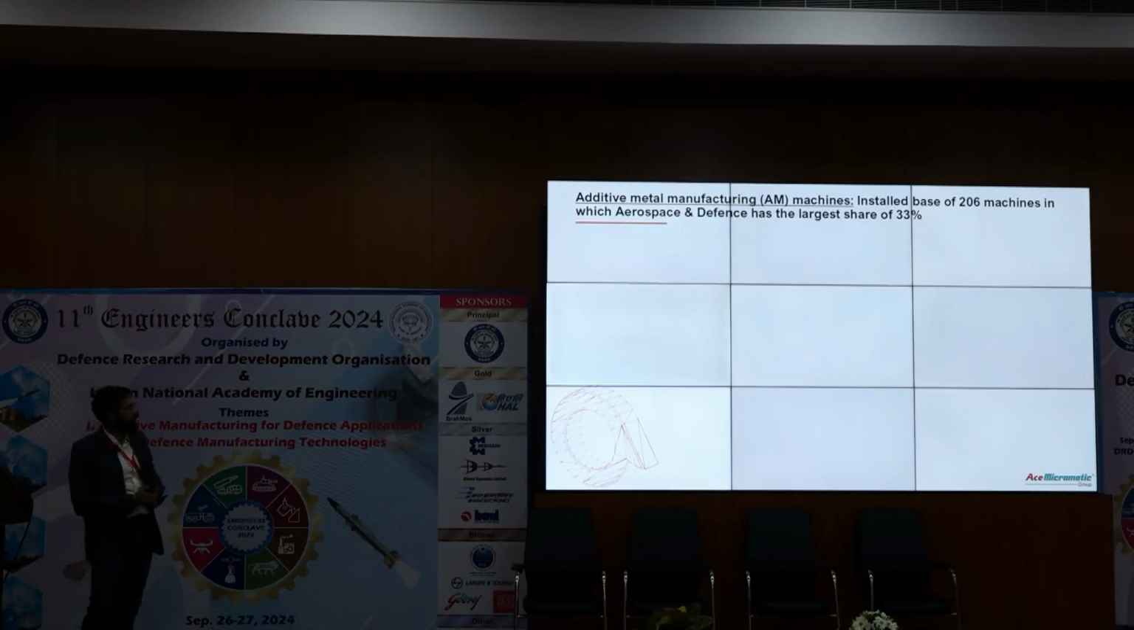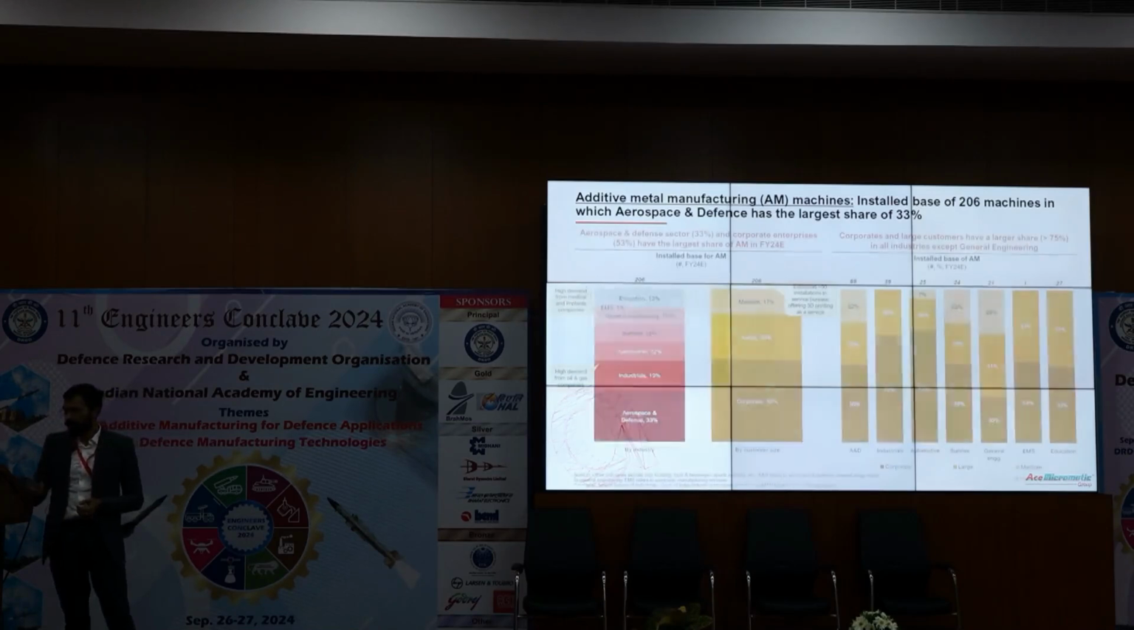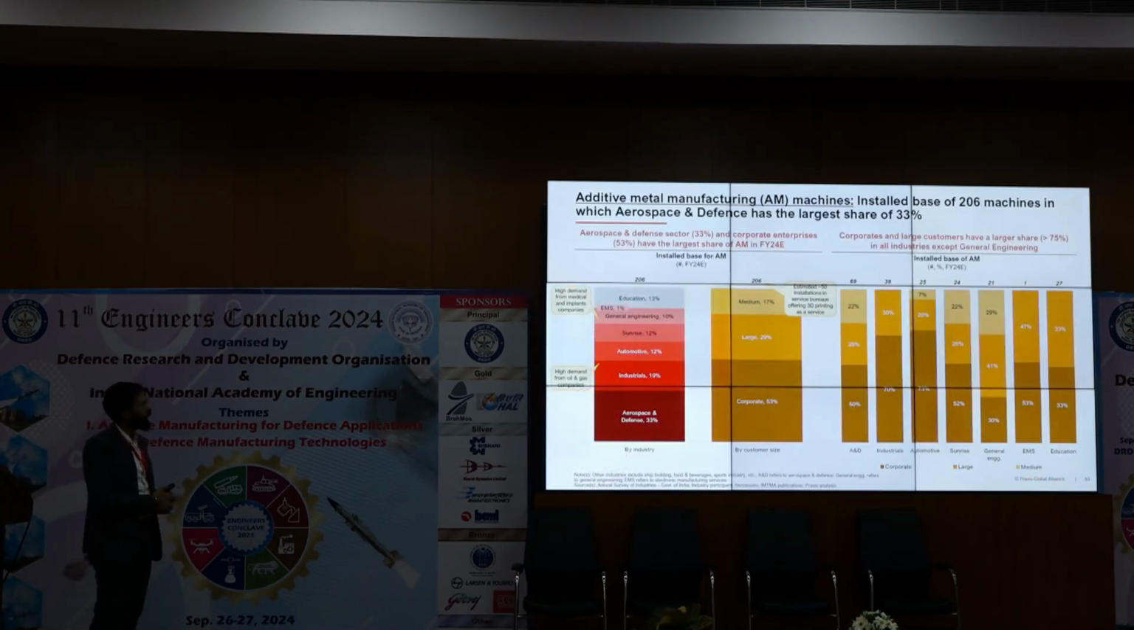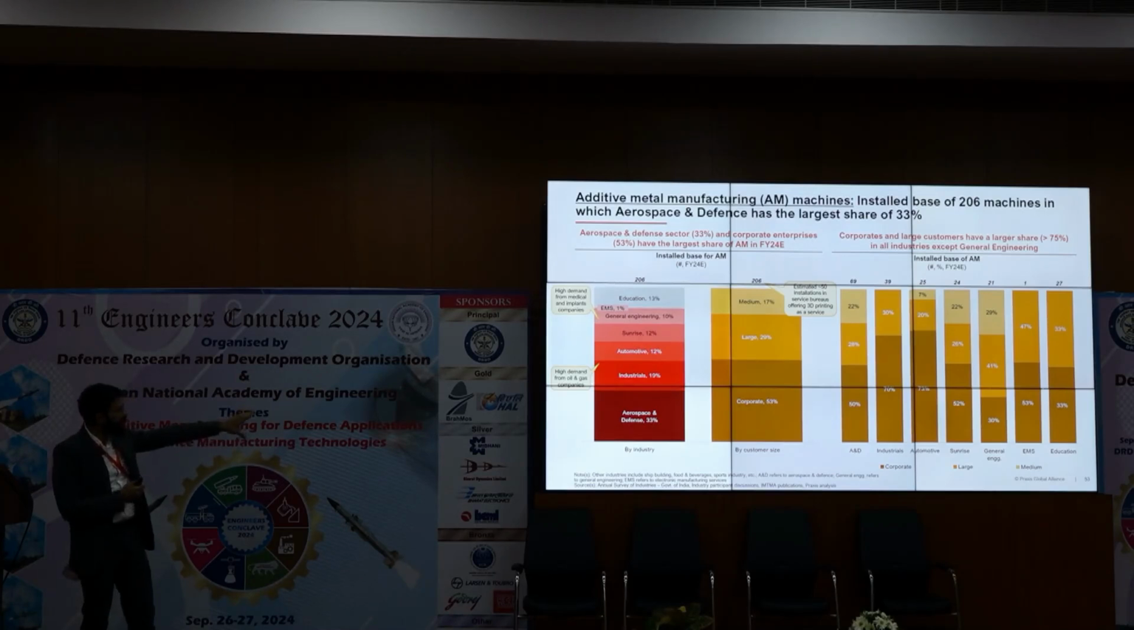Now, we ran a survey sometime back to find out the market and the market size, and this is what came out. Basically, out of the entire volume of machines in the installed base in India, 33% of the entire industry is aerospace and defense. We speak about metal printing here.